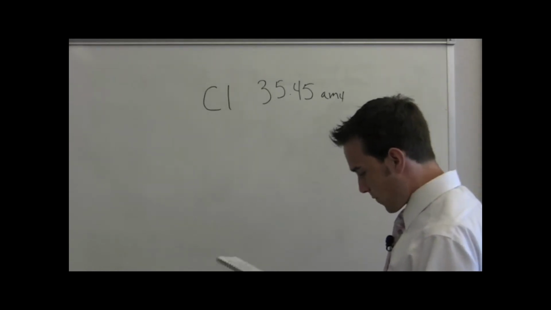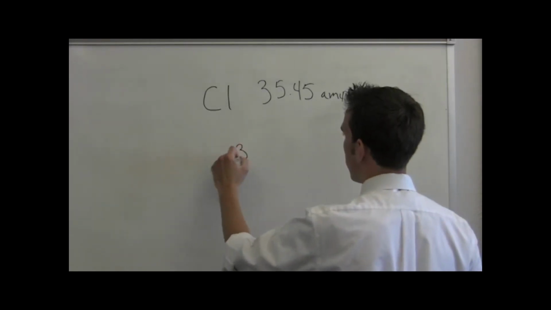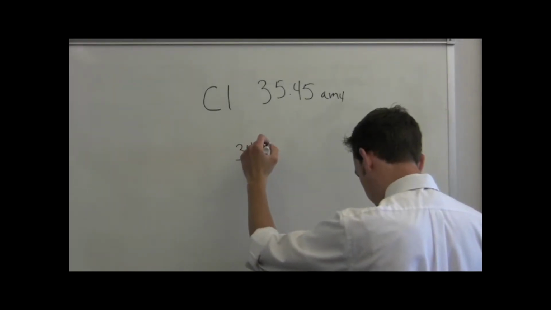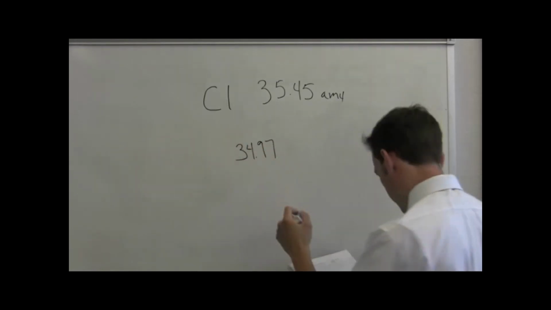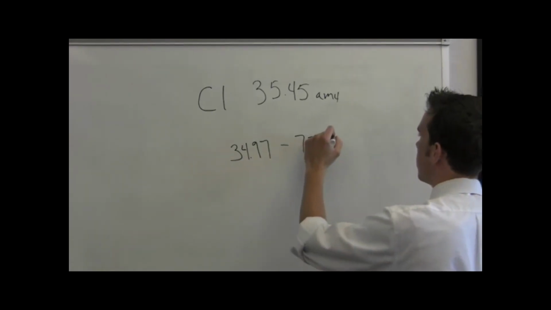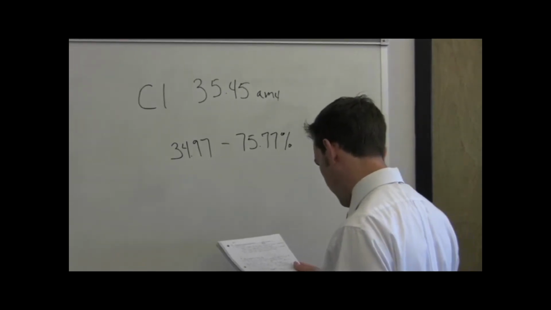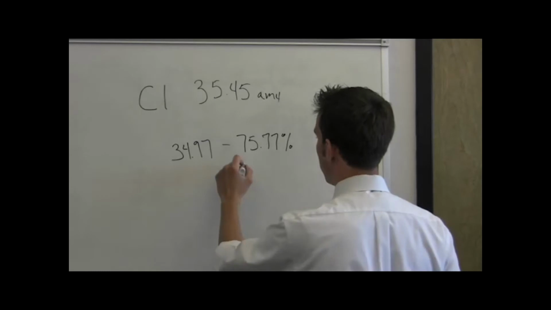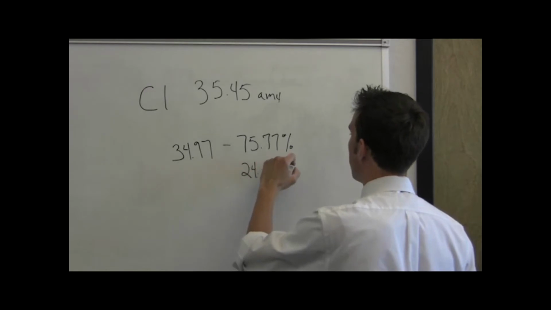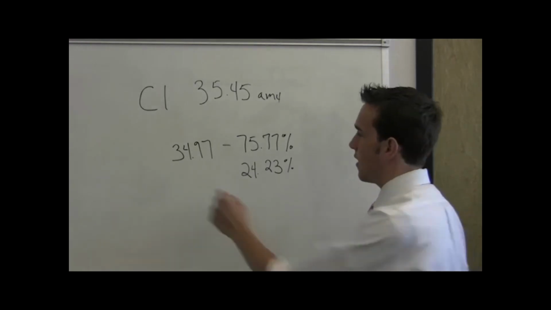If we knew that one isotope is 34.97 and it is 75.77% abundant, we would know that the second isotope is 24.23% abundant. But let's say we didn't know what the mass was, if that was X.